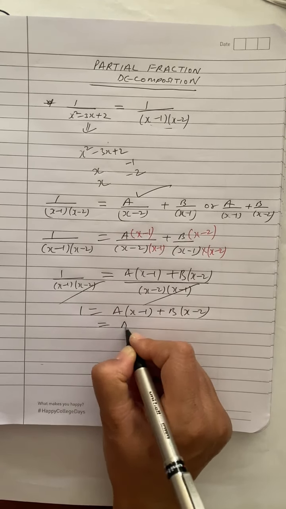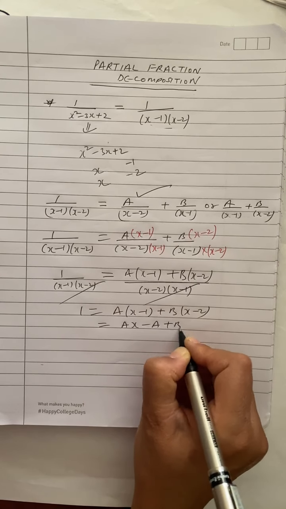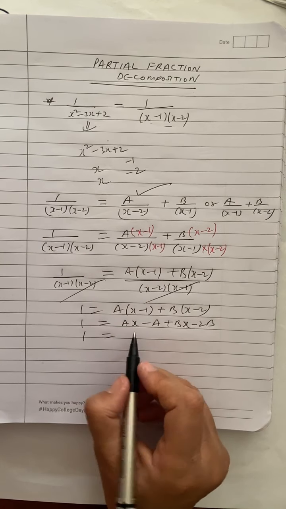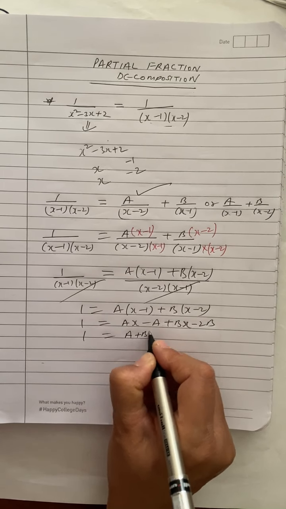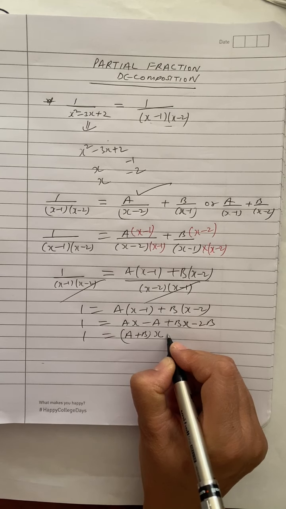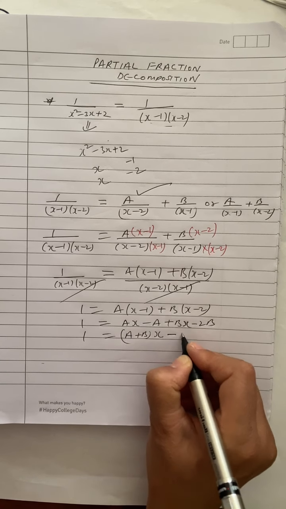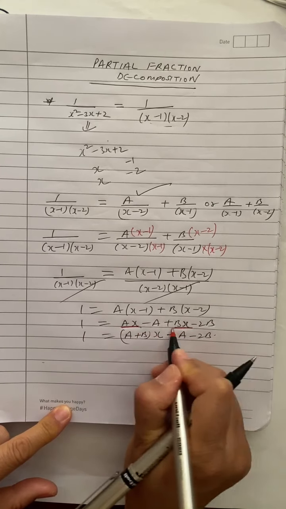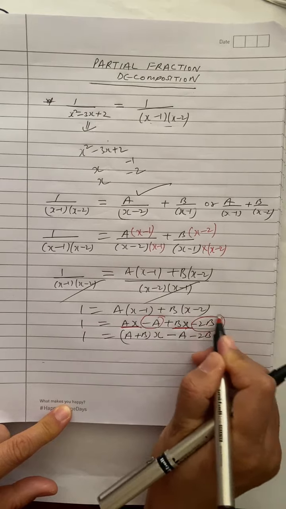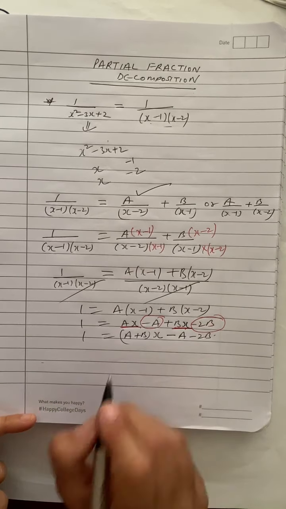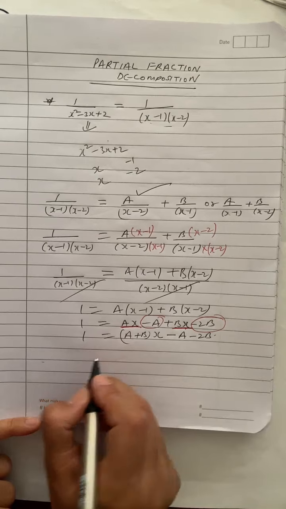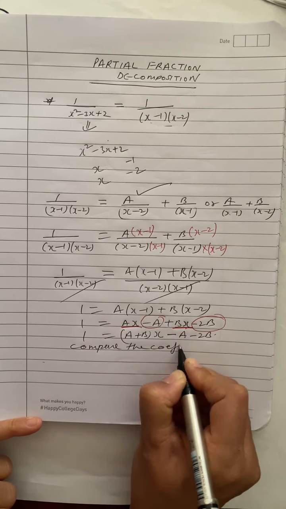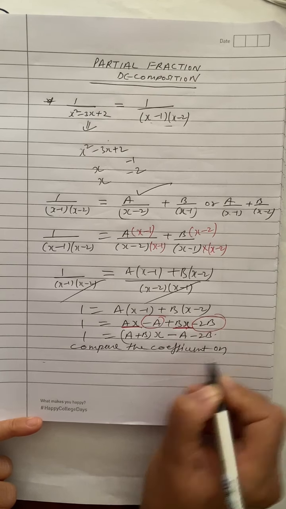Now I'm going to open it, so a x minus a plus b x minus 2b, and this is equal to 1. I'm going to collect like terms. So a plus b times x, and then I got here negative a minus 2b. So collecting like terms, this one and this one together, and this one and this one together. Now, after that, to find the values of a and b, we need to compare the coefficients on both sides.